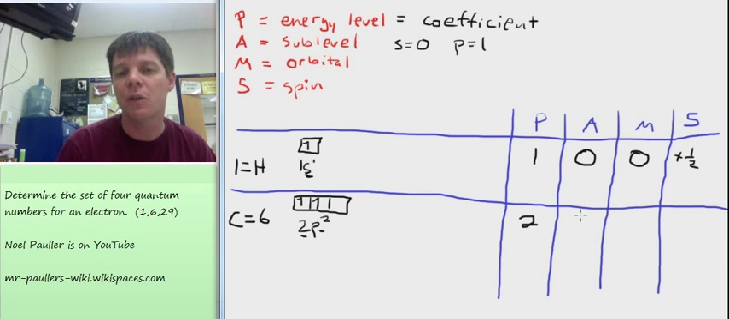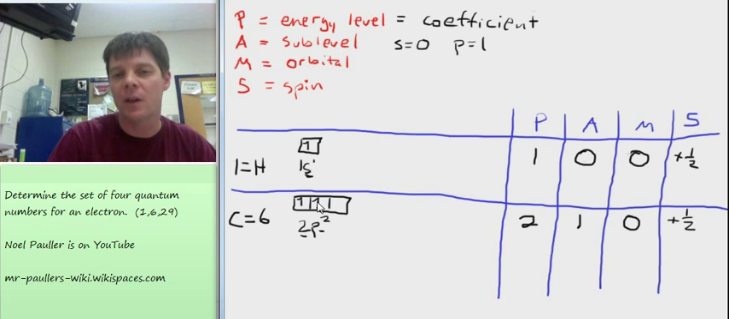Now, an angular value of p, angular value of 1 tells me I have a p sublevel. Next up, I need the magnetic value. Now, the magnetic value is a little bit tricky, and that's going to be 0 for this element. For this electron, the spin value is plus 1/2 because it's an up arrow. Now, let's get back to this magnetic. Where did this come from?